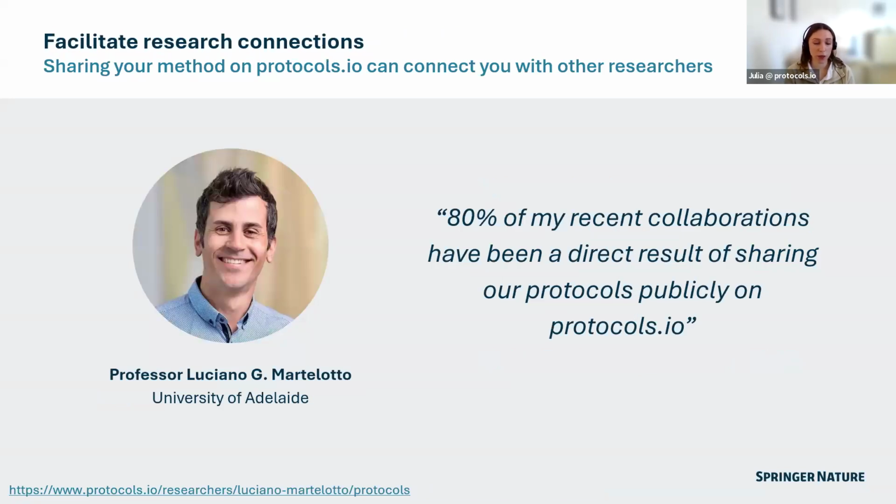Publishing your protocols on protocols.io can also help facilitate collaborations with other researchers. So the protocols are findable outside of the connections to traditional research publications. About 60% of the traffic that comes to protocols.io is directly from Google, so people are finding these protocols. And in this example from Professor Luciano, he said that 80% of his recent collaborations were a direct result of sharing publicly on protocols.io. So there is a lot of visibility that comes from it.